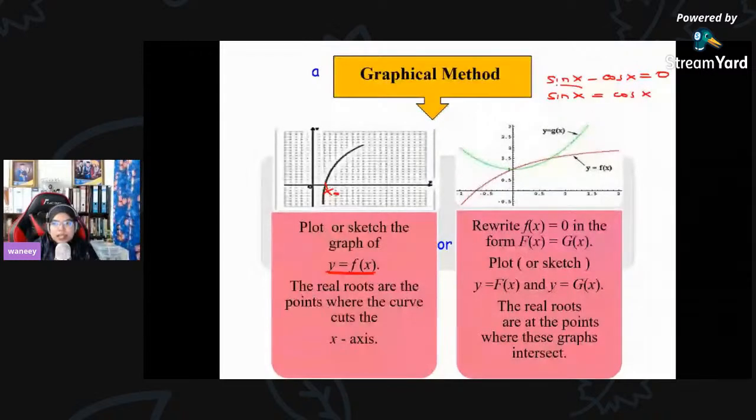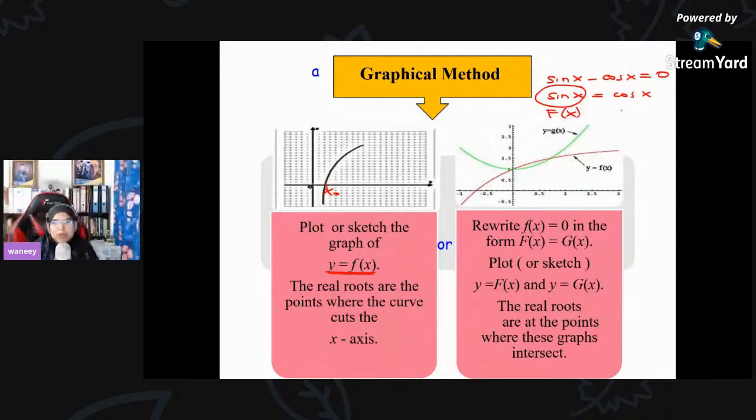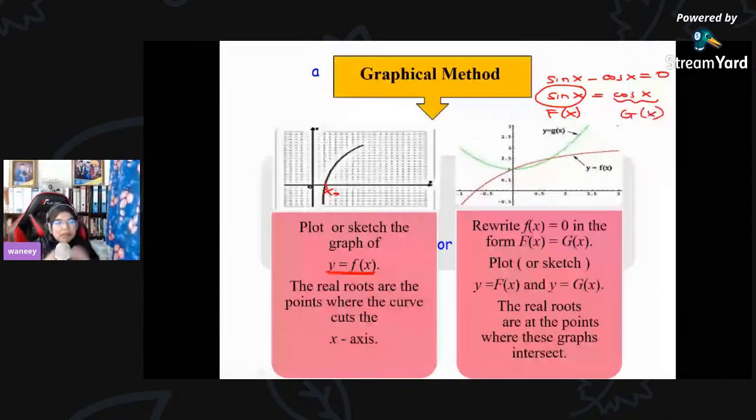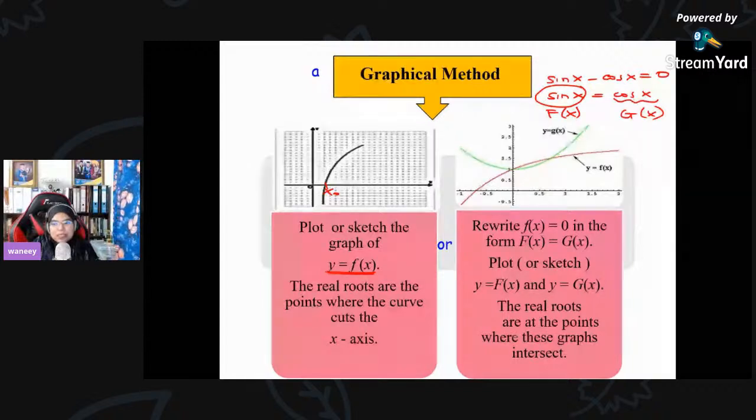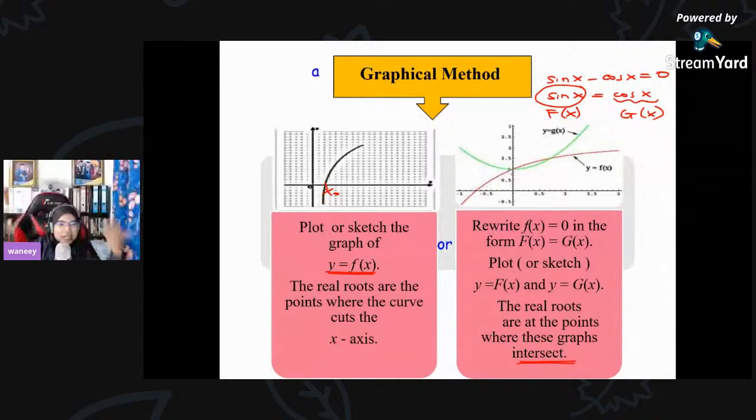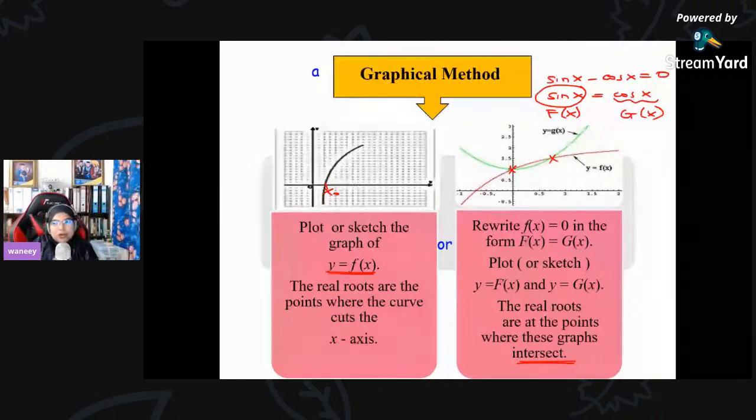So you're going to sketch the graph for sin x, and perhaps this one is your capital F, and then cos x, you're going to let it be g(x). So you sketch both of the graphs. Sketch f(x) first, and then sketch g(x). Once you sketch both graphs, the real roots are where the graphs intersect. So when we draw the graph, we look at which point they intersect. Those are the values of x, or the approximate solution for that function.